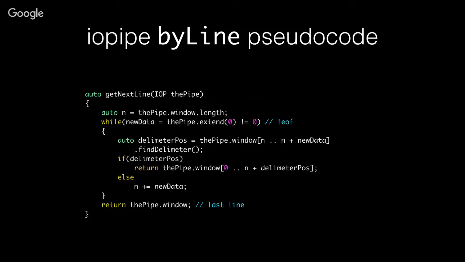So yeah, it's checking. New data is just basically saying how much data did I get. So new data should be, if it's 0, it means we didn't get any more data at the end of file. If we did get some data, then we want to check that new data to see if the delimiter is in there. And the delimiter position is just in some pseudo function find delimiter, which is basically saying, do I see the delimiter in this data? And if so, where is it?